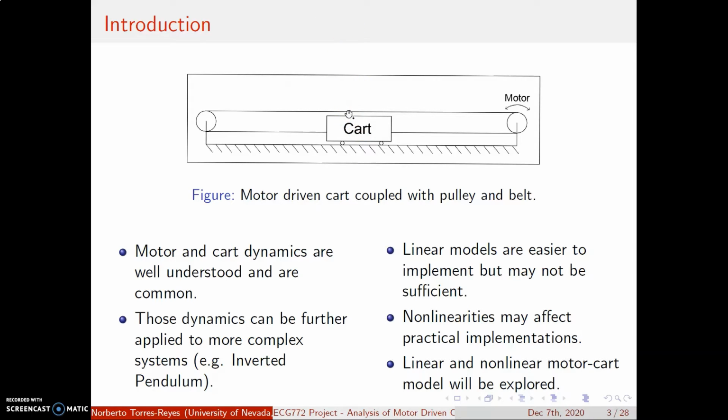Linear models are easier to implement, but may not be completely sufficient, so you have nonlinearities that will cause error in practical considerations. These can be friction, limit cycles caused by friction, or some other unwanted effect that could reduce the accuracy of the model. So for this paper, both the linear and the nonlinear motor cart model will be explored just for comparison, and we'll take a look at both and see what the differences are.